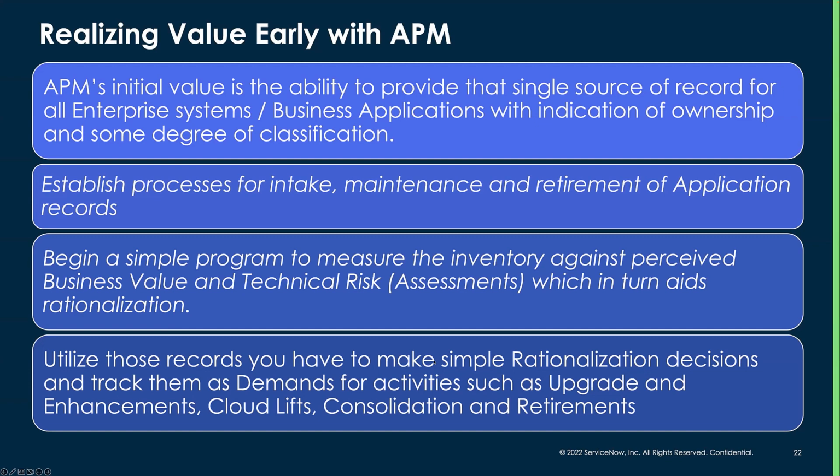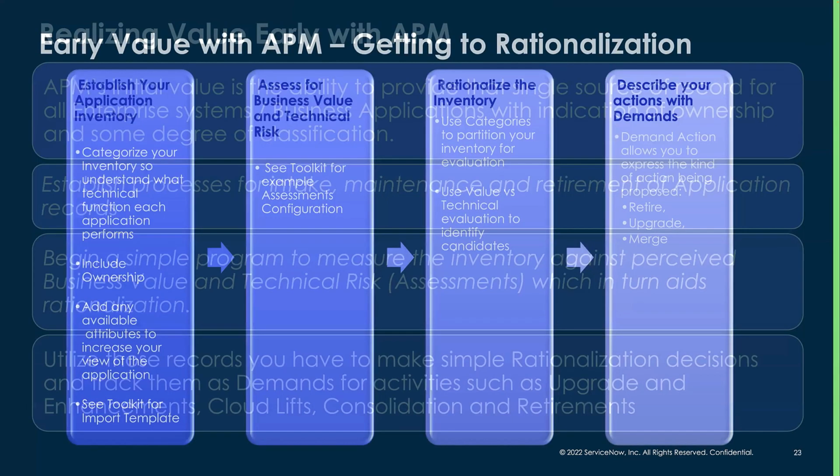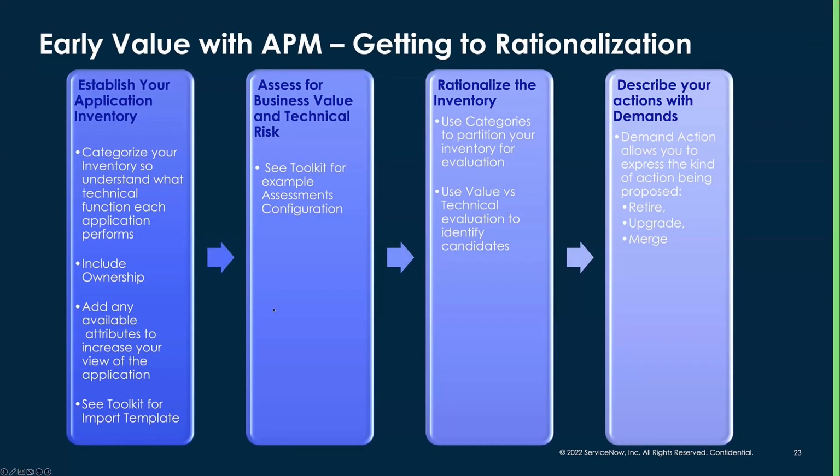You utilize these records, and just this much gives you enough to begin a simple rationalization program. You eliminate one, two, three business applications from your inventory, and those savings pay back for your program in just one year, from one rationalized application. So, kind of step by step, is how you might do this.